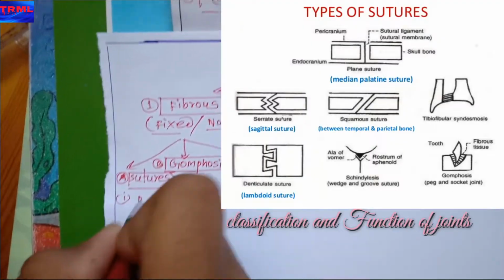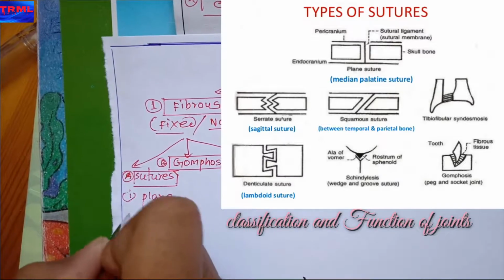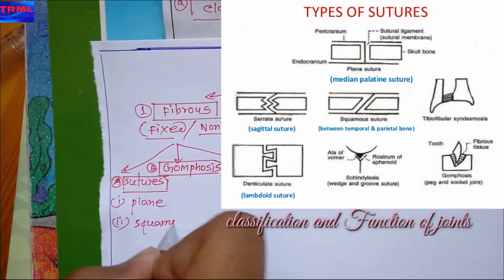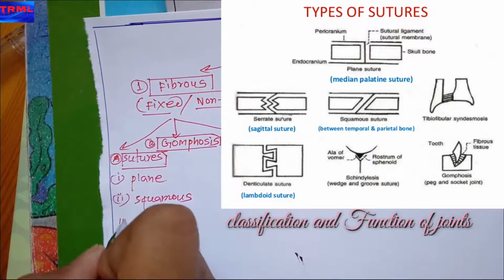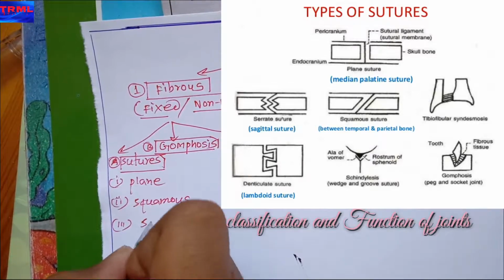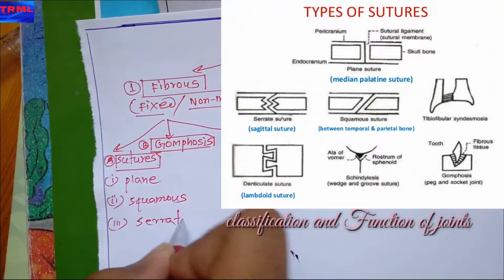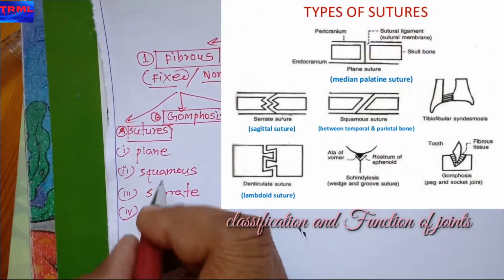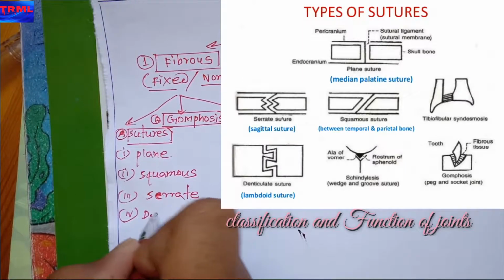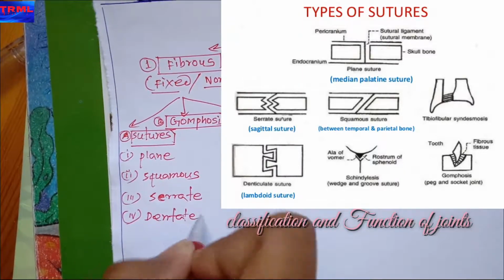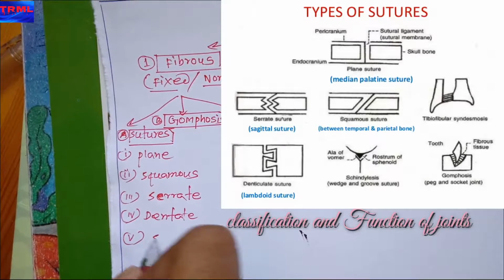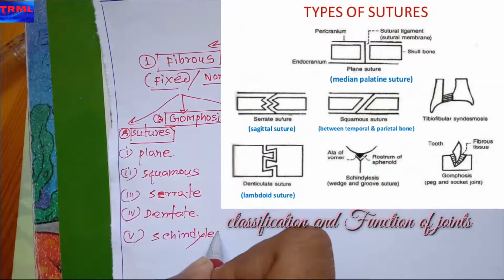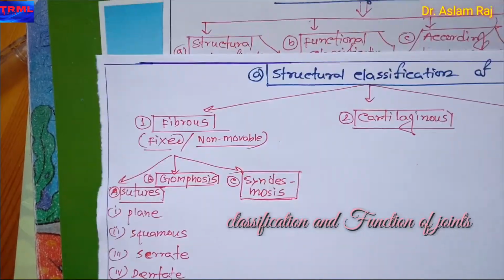Let's see the sutures. You can see on the right side. First one is plane suture, then squamous suture. And third one is serrate suture. And fourth one is denticulate suture. And fifth one is schindylesis suture.